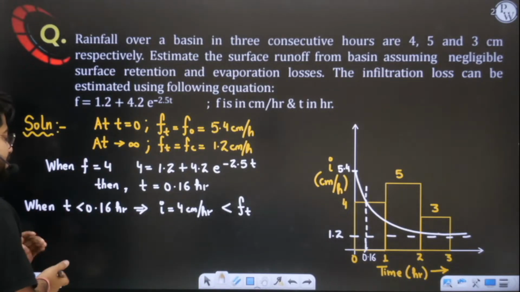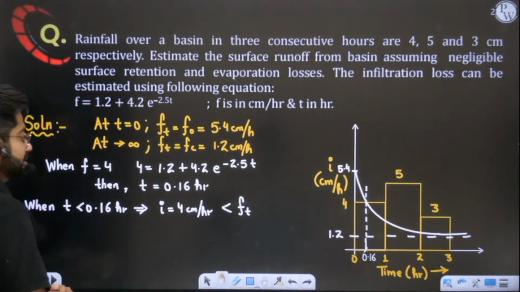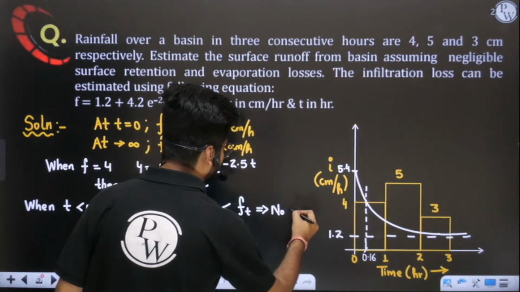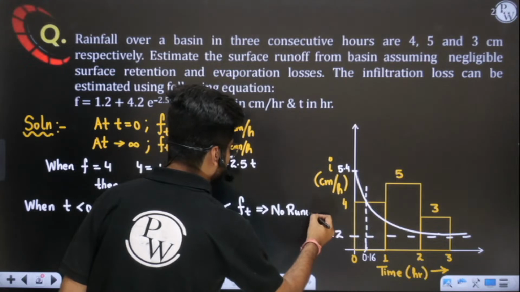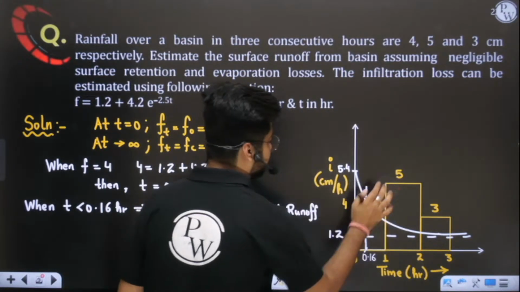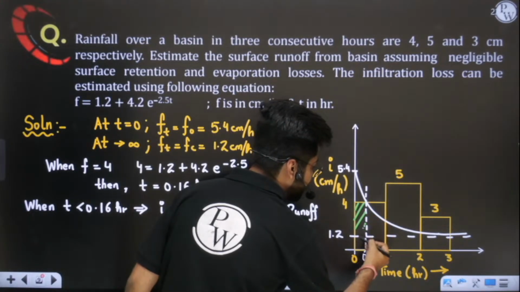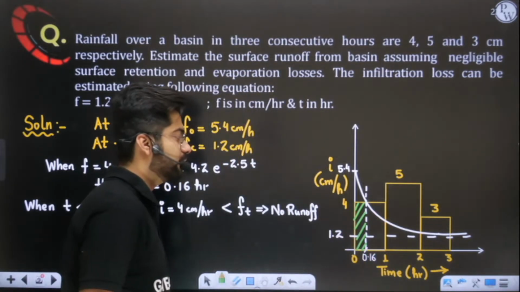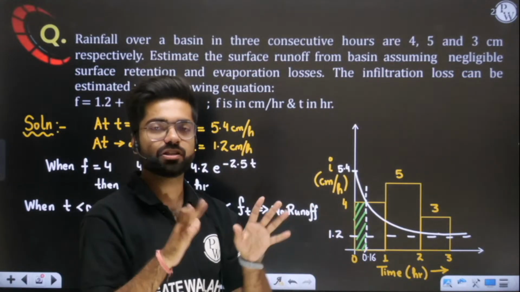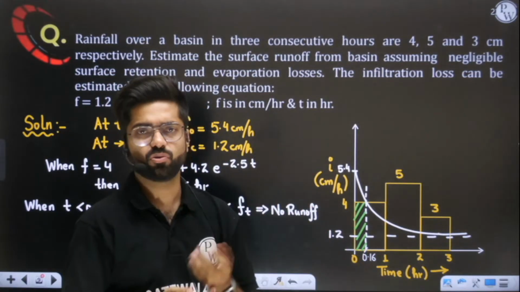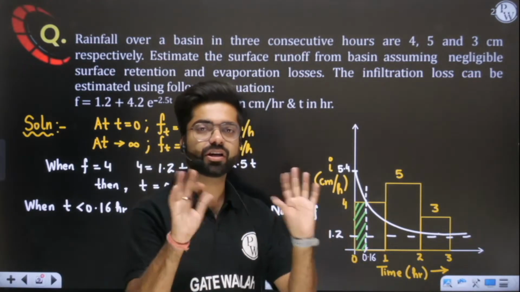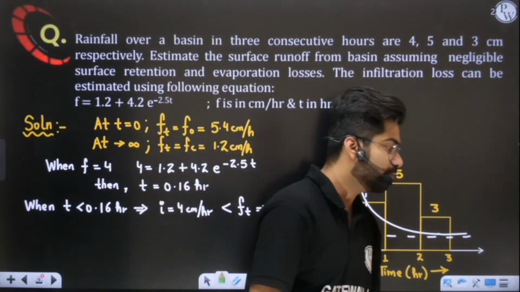So when t is less than 0.16, then I can say that intensity is less than this. So I will say no runoff in this zone. Zero runoff. Whatever rainfall will be there, this is the amount of rainfall, it will go into the ground itself. No runoff, you will see. All this 4 centimeter per hour multiplied by 0.16 hour will go into the ground. Are you able to understand this thing?